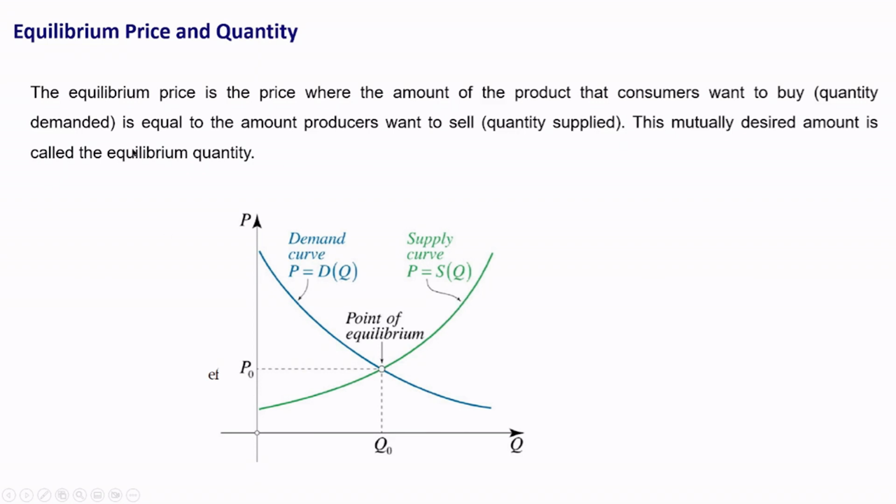Next, moving on to the last topic, which is equilibrium price and quantity. The equilibrium price is the price where the amount of the product that consumers want to buy is equal to the amount producers want to sell. That is, the quantity demanded is equal to the quantity supplied. So here we can see that this is the demand curve and this is the supply curve. The point of intersection of the demand curve and the supply curve will give us the point of equilibrium. At this point we can find the equilibrium quantity, and the corresponding price will give the equilibrium price.